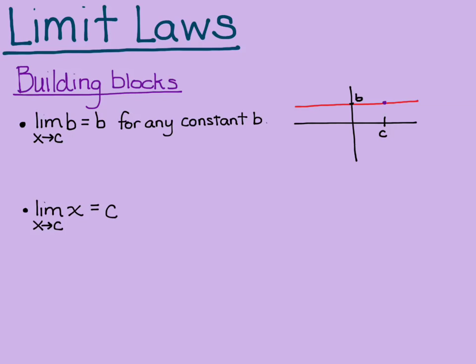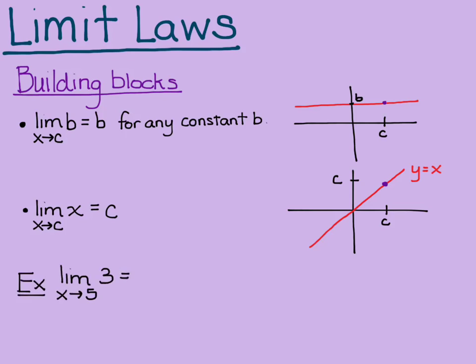The next building block we have is the limit as x goes to c of x equals c. And again, we can verify this with a picture. Here we have the function y equals x, and no matter where we choose x equals c on our graph, we notice that the y value at that x value is getting closer and closer to c. So therefore, the limit as x goes to c of x equals c.